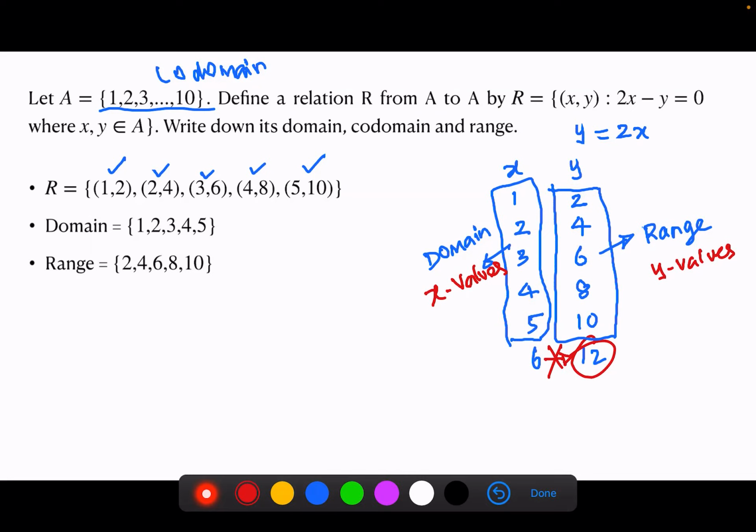For example, in this case, the elements which are not connected are 6, 7, 8, 9, and 10. Oh, sorry, I made a mistake. Which are not connected in the codomain? The odd numbers are not connected, right? So these are not connected: 1, 3, 5, 7, and 9.